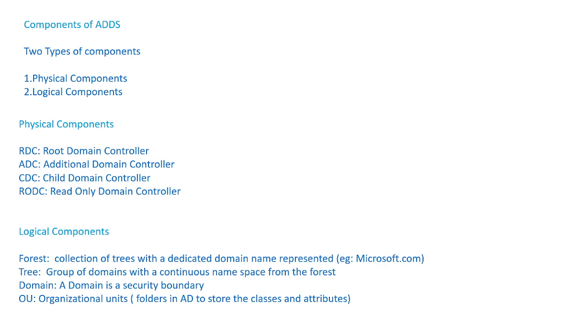There are four logical components: forest, tree, domains, and OU. So what does forest mean? Any idea what you mean by forest? Guys, what do you mean by forest?